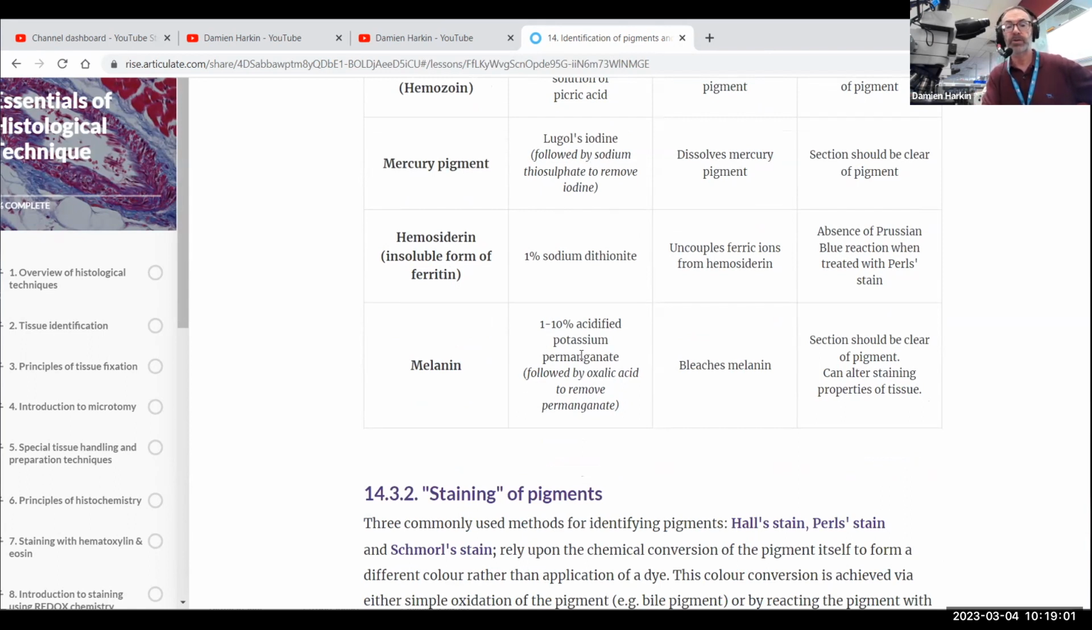What we use to bleach that is acidified potassium permanganate, followed by brief treatment in oxalic acid. The reason we do that is because the potassium permanganate itself causes a kind of brown discoloration of the tissue. So obviously that's not ideal. You want to remove that before going on and doing a H&E or something else. Okay, so those are the two that we'll look at today.